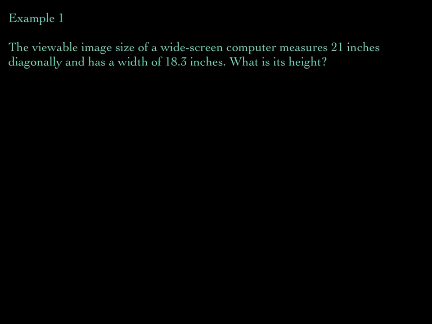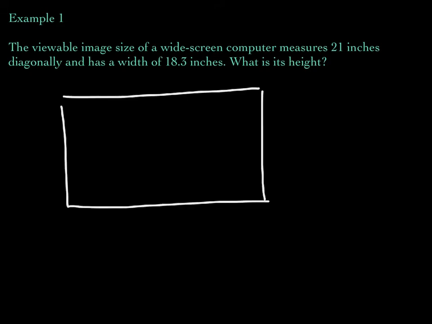In example 1, we have the viewable image size of a widescreen computer measures 21 inches diagonally and has a width of 18.3 inches. What is its height? Okay, we're going to use the Pythagorean theorem here. So if this is the computer screen, this is the diagonal that they say measures 21 inches.